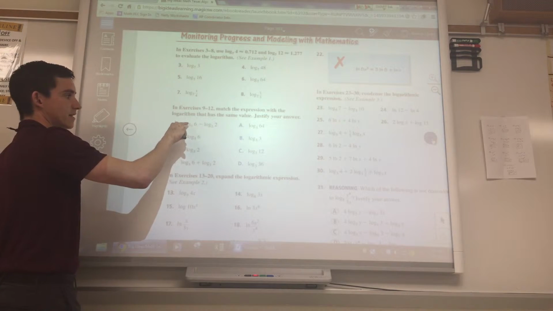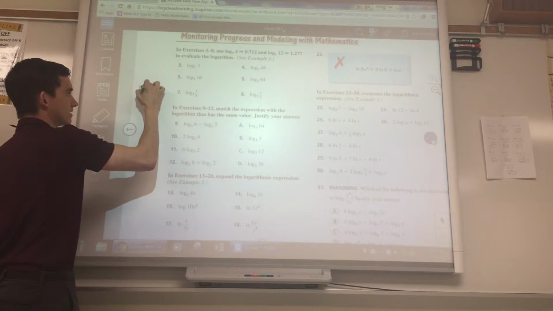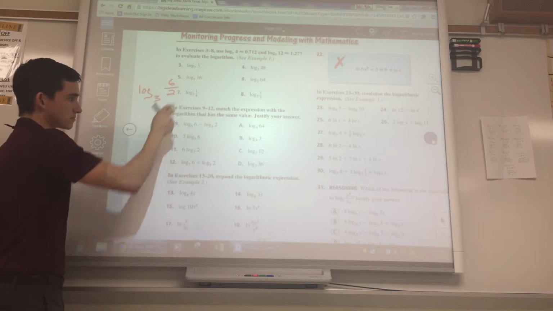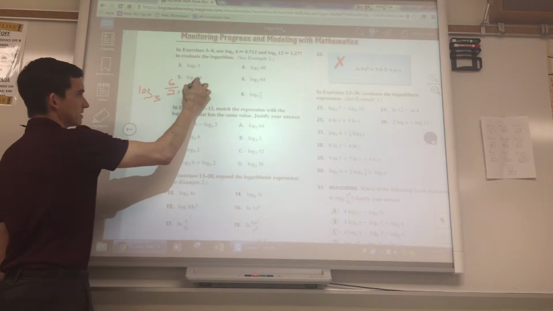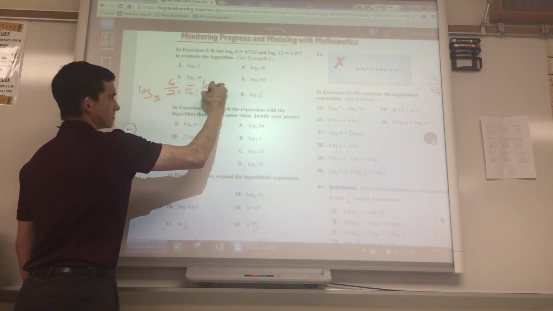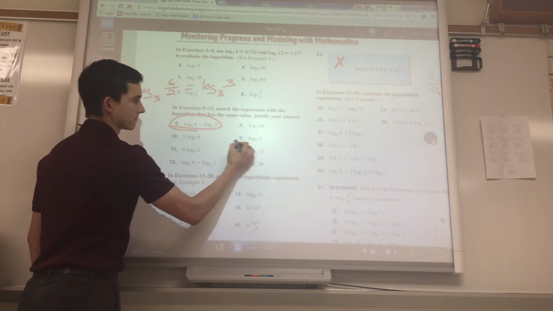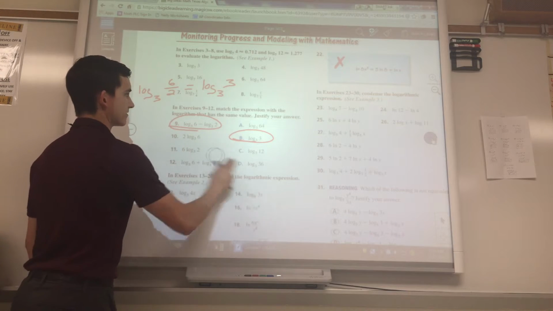So if I'm subtracting log base 3 of 6 and log base 3 of 2, that's the same thing as log base 3 of 6 divided by 2. If I'm subtracting them, that's the same as dividing. Okay, so 6 divided by 2 is 3. So log base 3 of 3. So number 9 links with B. And then I'm going to go ahead and skip 10 and go to 11.